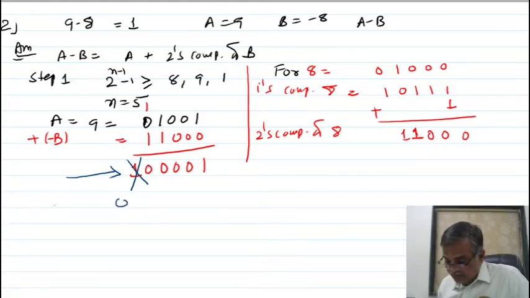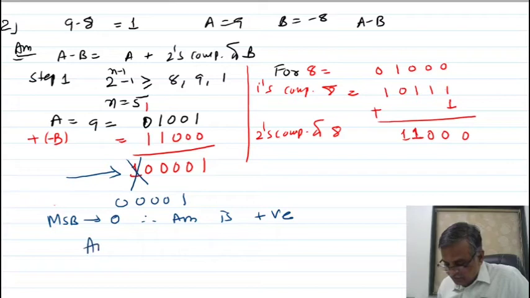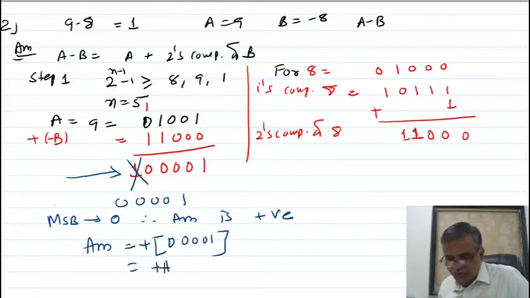Now, what is your final result? This is your final result. Now check the MSB. MSB is 0. Therefore the answer is positive and in true form, which means your answer is plus 0 0 0 0 1, so the answer is plus 1. This is the way you can solve your numerical.